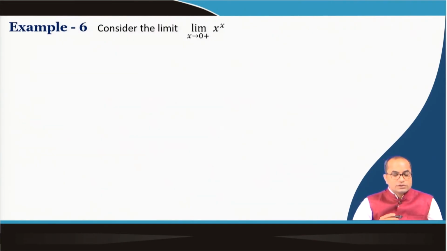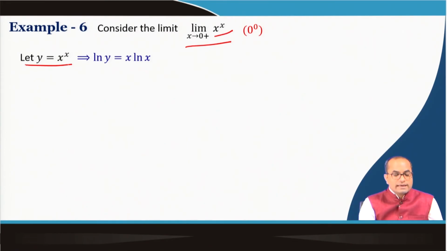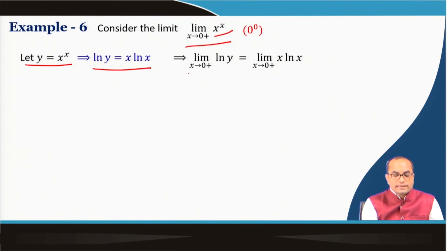So we go through quickly a few examples of this nature. So for instance, we have here x goes to 0 plus and we have x power x. So we have the situation 0 power 0 here. We take y is equal to x power x and take the logarithm on both the sides. So ln y is equal to x ln x, and then the limit here x goes to 0 plus ln y is equal to x ln x.